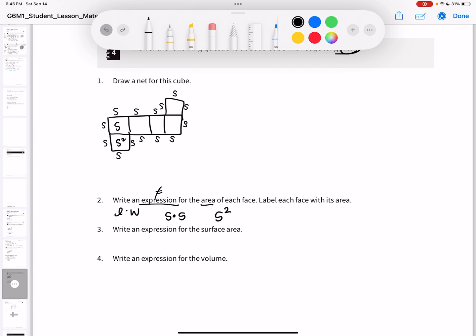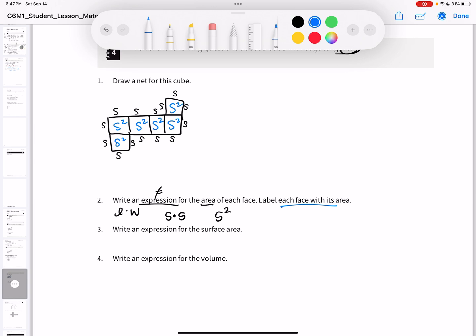Oh, I should go back and do that in a different color so you can see it easier. Here we go. S squared, S squared, S squared. All of these, the surface area, or the area is S squared. So we've labeled each face.